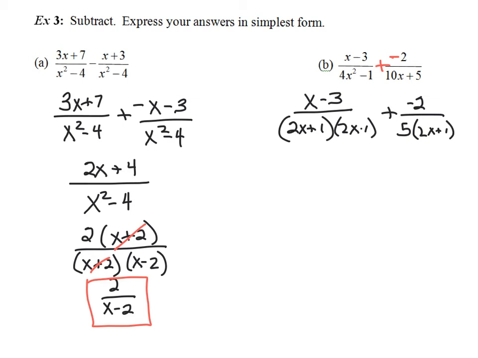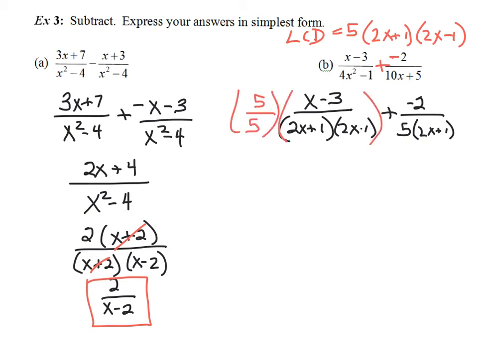So, looking at my denominators, I need to figure out my least common denominator. I need to have a 2x plus 1. I need a 2x minus 1. And I need a 5. So the first fraction is missing 5. The second fraction is missing 2x minus 1.